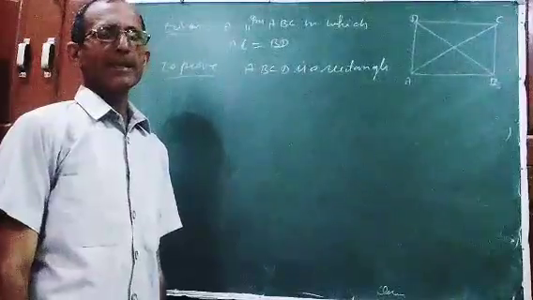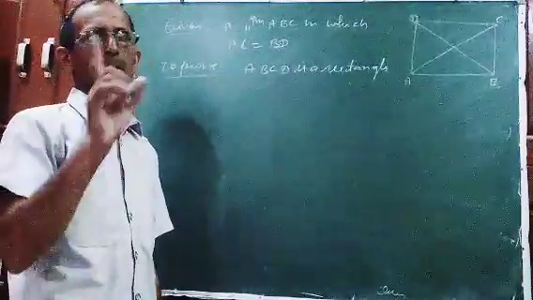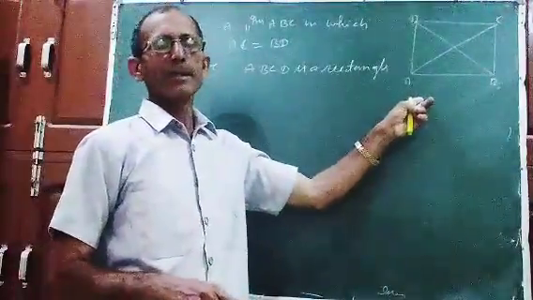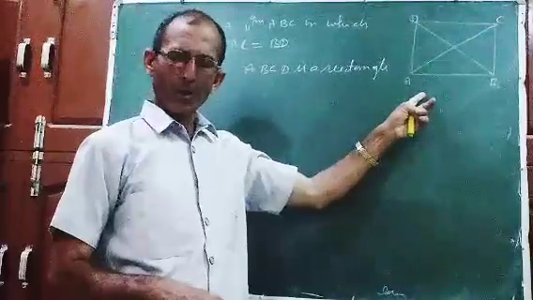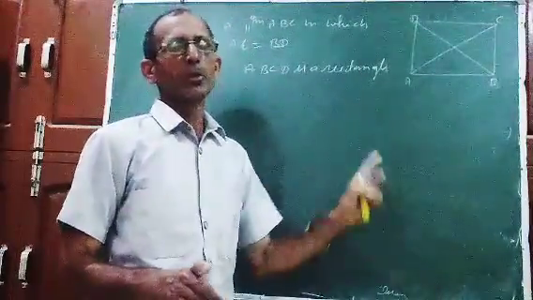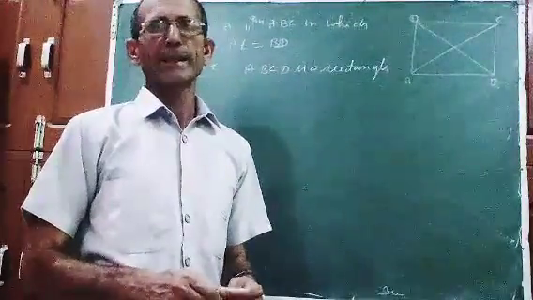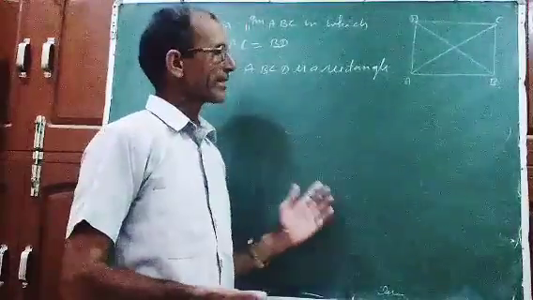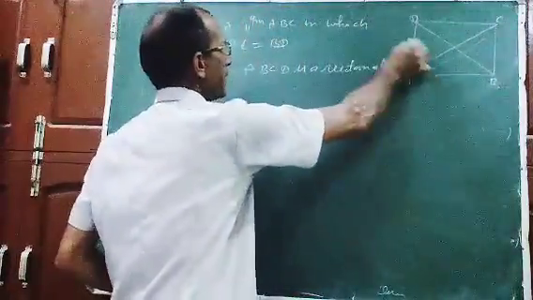Parallelograms and rectangles have mostly equal properties, with only one difference. The diagonals of a parallelogram bisect each other and the diagonals of a rectangle also bisect each other, but they are also equal. In a parallelogram this is not necessary. Each angle of a rectangle is 90 degrees, but in a parallelogram this is not necessary. Now I am taking triangle ABC and triangle BAD.